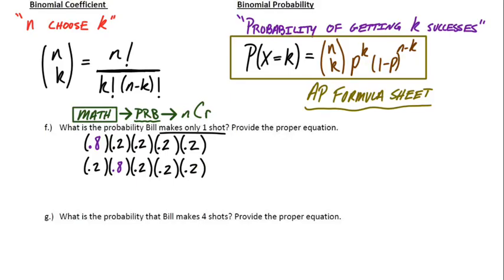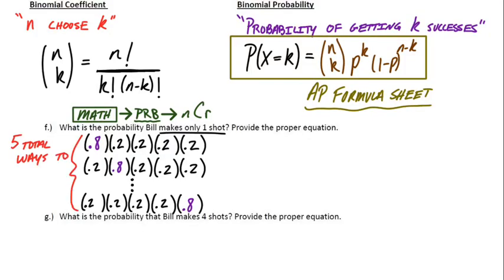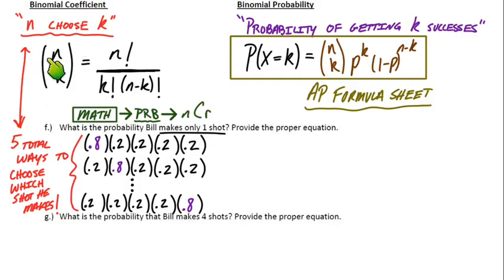Remember, Bill's an 80% free throw shooter, so my purple 0.8 here represents the make, that's the success, and the 0.2s, those are the failures. So he could make the first shot and miss all the others. He could make the second shot and miss all the others. He could make the third shot or the fourth shot, or how about we skip a few all the way down to the last case where he misses the first 4 and makes his final shot. So in this scenario, there's 5 total ways that he could just make the 1 shot and miss all the others. So that comes from this idea of take 5 shots and have 1 success.